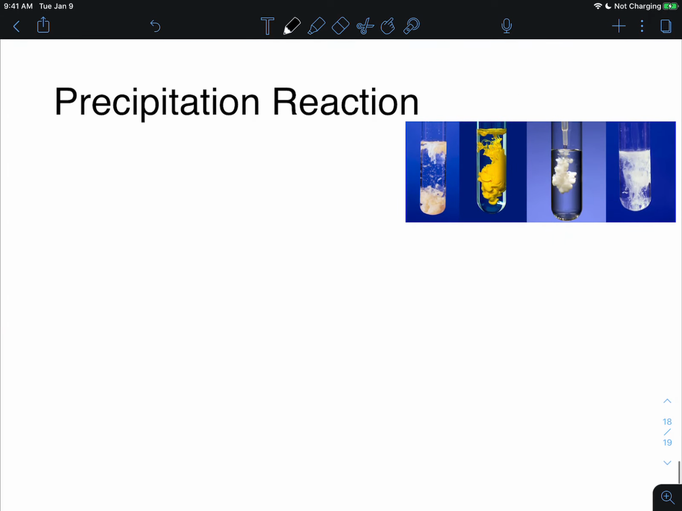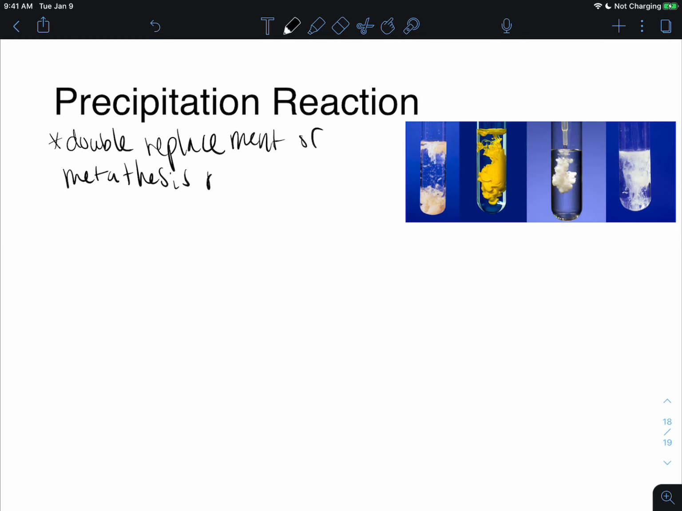Next is a precipitation reaction. This is a double replacement reaction or metathesis reaction. So all of these will be double replacement or metathesis reactions. There are other double replacement or metathesis reactions. Precipitation is just an example of a double replacement reaction or metathesis reaction. So here we have two substances in the aqueous state combining to produce a substance in the solid state.